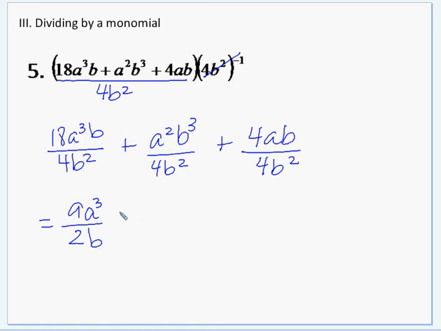So now over here, we have a squared and it's 4. Can't do anything with it, so we're just going to leave them where they are. So we have a squared on top, 4 on the bottom. Now, b cubed divided by b squared gives us b.